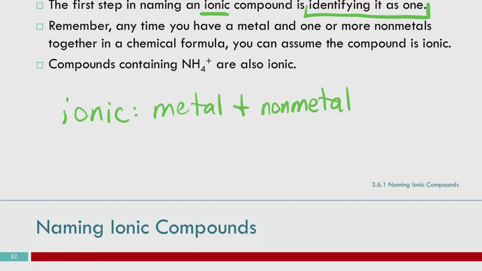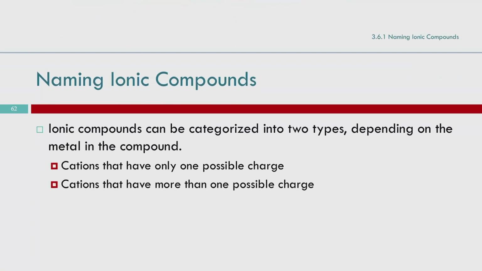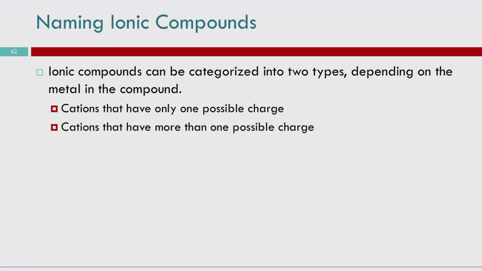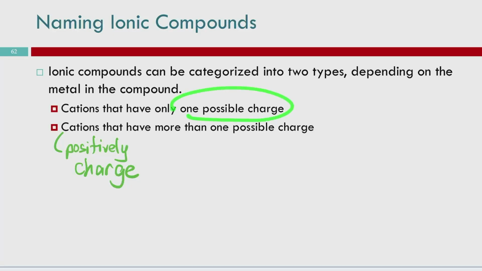Once we've identified that it's a metal and nonmetal, we can categorize that into 2 different types. So we have options of cations that have 1 charge possibility, cations that have 2 charge possibilities. Who knows what a cation is? Who remembers? It's a positively charged ion. So our positively charged ion, like a metal or ammonium, those can either have 1 possible charge or more than 1 possible charge. We've talked about the ones that can have 1 possible charge.